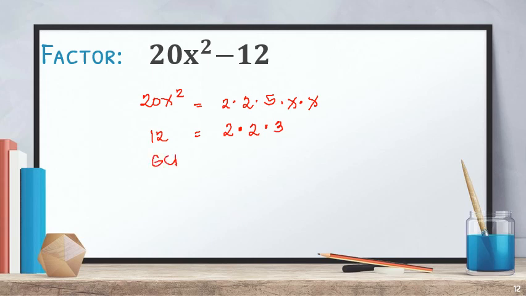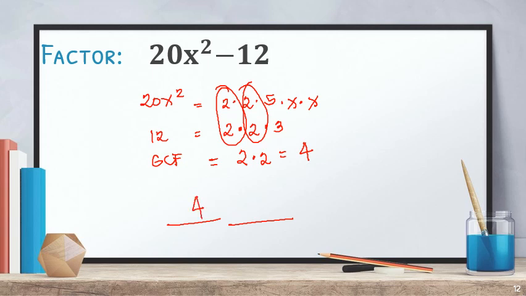So getting their greatest common monomial factors, we have 2 and 2. So 2 multiplied by 2, and that is 4. So the GCF is 4. So again, writing down our final answer as the product of two terms. So the first term or the first factor is 4.